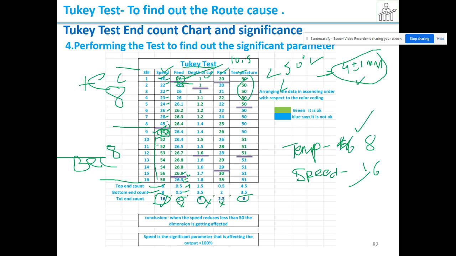So we have to fix both these parameters in the machine, and again we have to perform a Tukey test in order to fine tune it. So this way we can exactly find out which parameter is causing the output. This is a wonderful tool, that is the Tukey test.